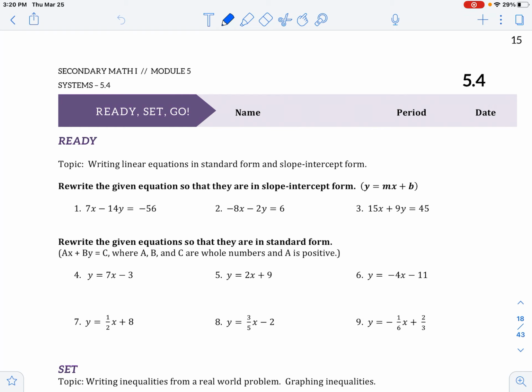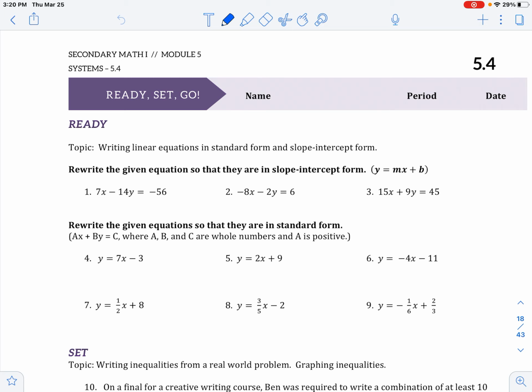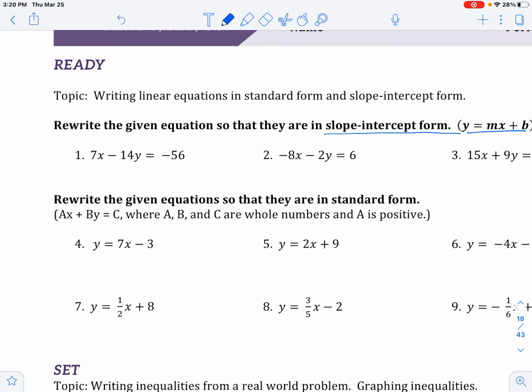The first question is: rewrite the given equations so that they are in slope-intercept form, and that is y equal to mx plus b. Your equation is given in standard form and you have to rewrite it in slope-intercept form. Standard form is basically ax plus by equal to c, something like 2x plus 3y equal to 10. This is an example. So the given equation is in standard form and we're going to write it in slope-intercept form. It means we need to solve it for y.